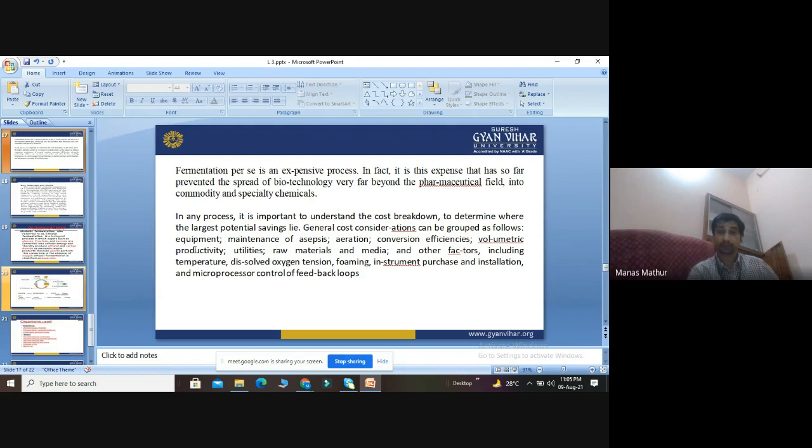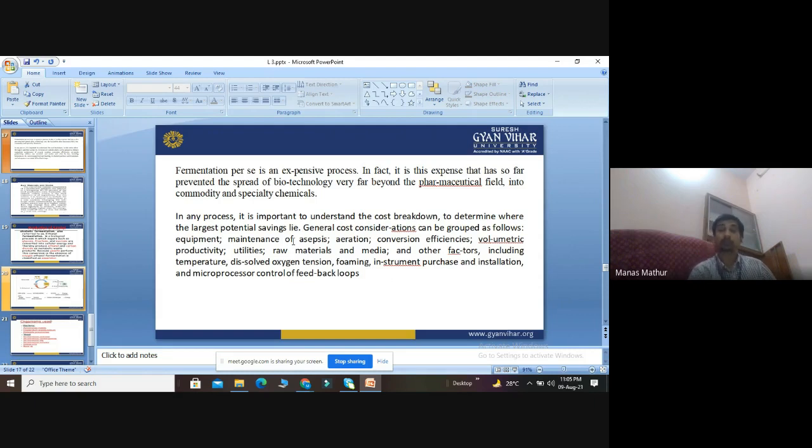General cost considerations can be as follows: what is the cost of equipment, how we can maintain asepsis, means proper aeration and proper control of aseptic condition, how much raw material we are putting and how much product we are getting, the overall volumetric productivity we are getting, and utilizing raw materials and media.